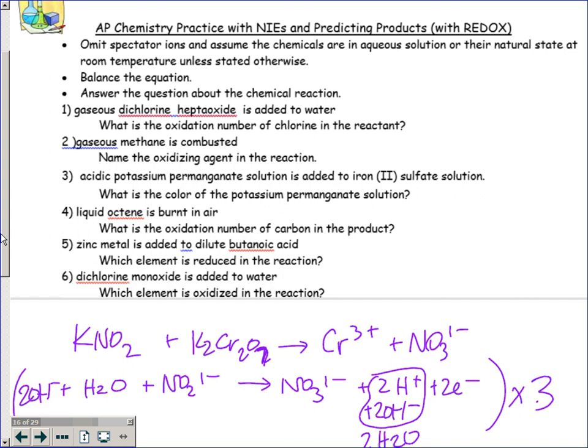The first 6 here, non-metal oxides plus water, combustion. First 3 would be the manganese. It doesn't say, just do normal.